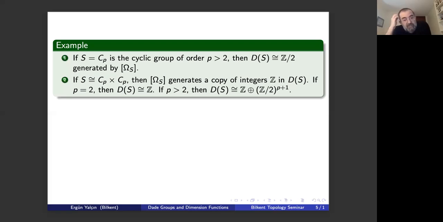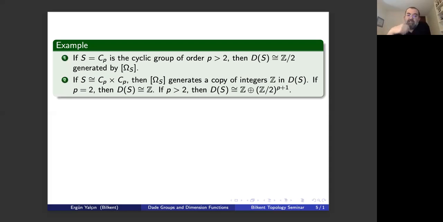For C_p cross C_p, it's a little bit more complicated. We again have Heller shifts that generate this Dade group. And in this case, there's no periodic resolution. C_p cross C_p doesn't have a periodic resolution. So Heller shift powers are never k plus projective. So that means they generate a copy of the integers. And in the case of p equals 2, this is all you get. So this copy of the integers generated by omega S is the entire Dade group.